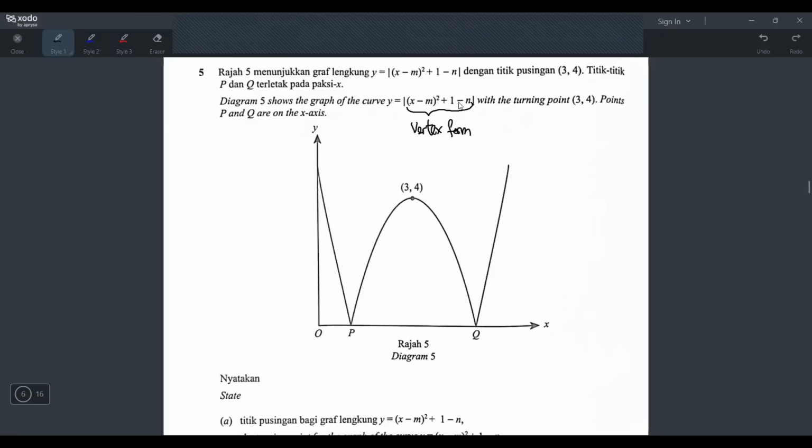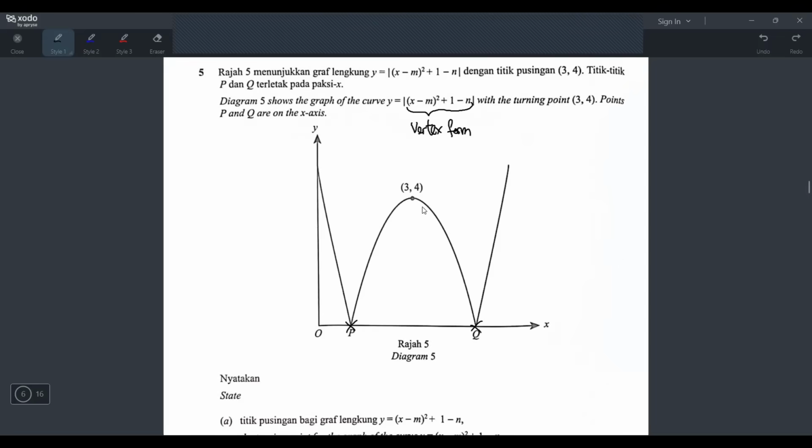But the m and n, they didn't give. And also the other thing, the modulus. So this equation is actually in vertex form. It's just that there's the modulus, that's all. And then they say the turning point is 3, 4. Okay, they already labeled the turning point 3, 4. And then they say points P and Q are on the x-axis. It means P and Q are the roots.